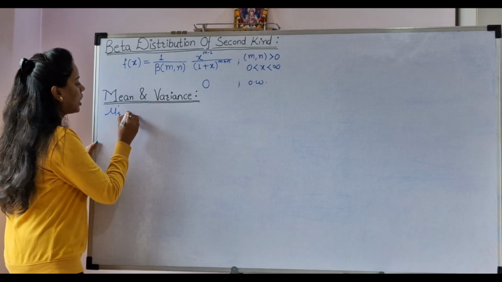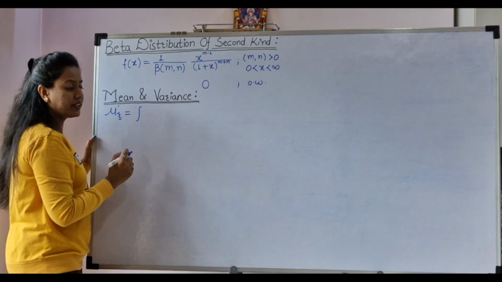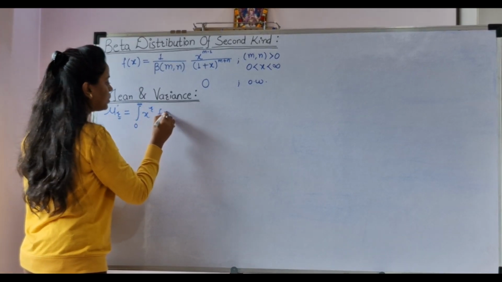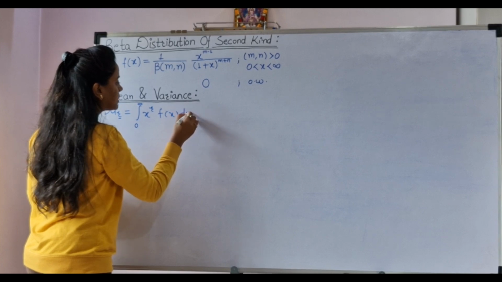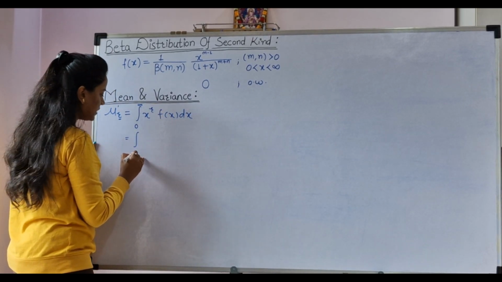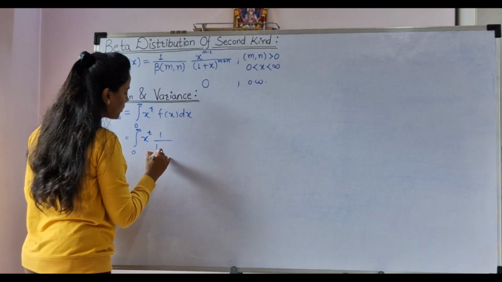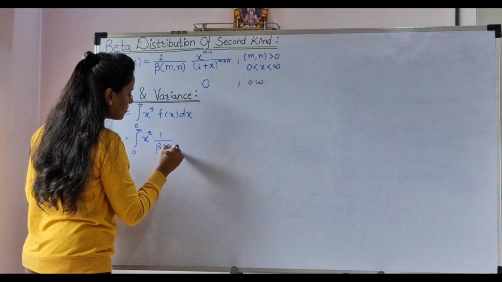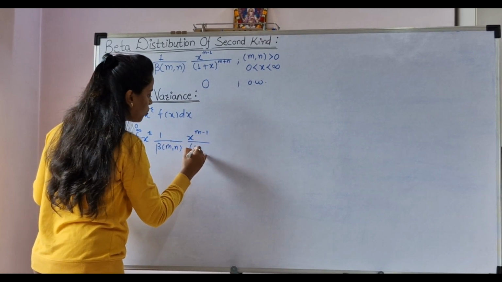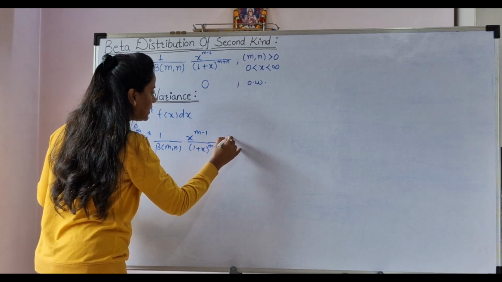Mu r dash, how we define it? Integration. Here what is the range of x? 0 to infinity, x to the power r into f of x dx. Now here let's put f of x. So what we will get? Integration 0 to infinity x to the power r, 1 upon beta(m,n) x to the power m minus 1 upon (1 plus x) to the power m plus n dx.